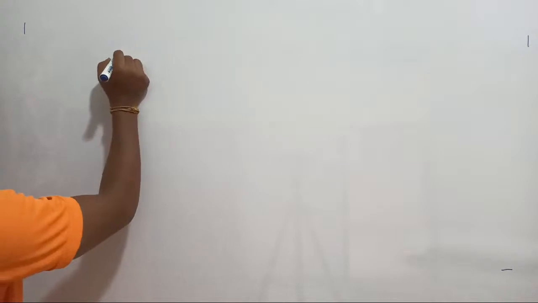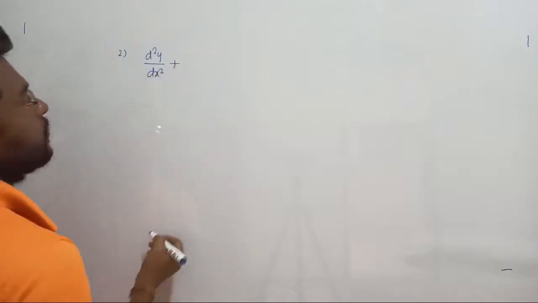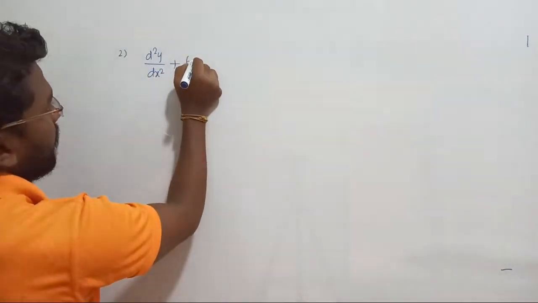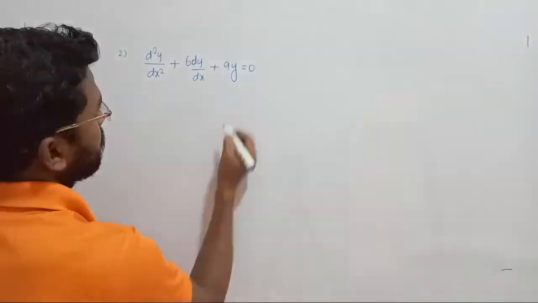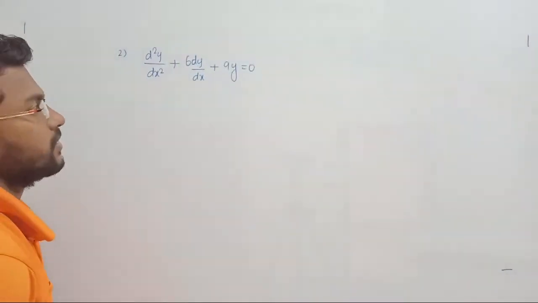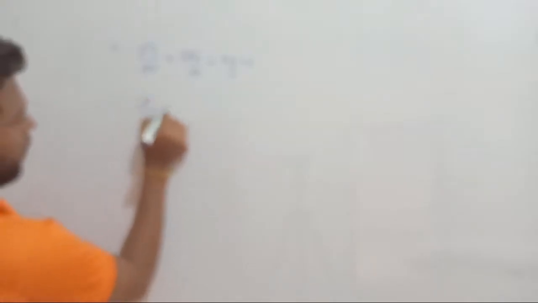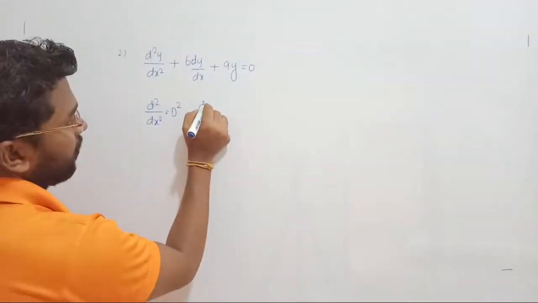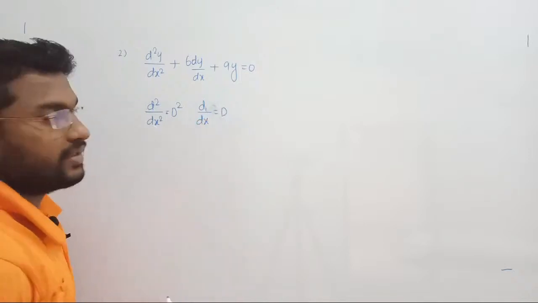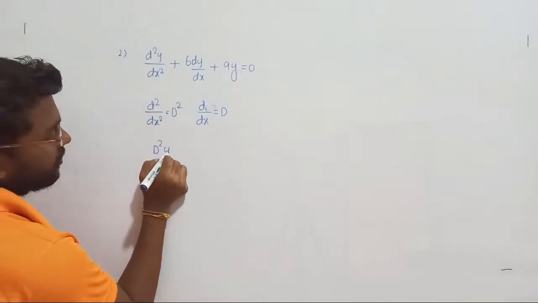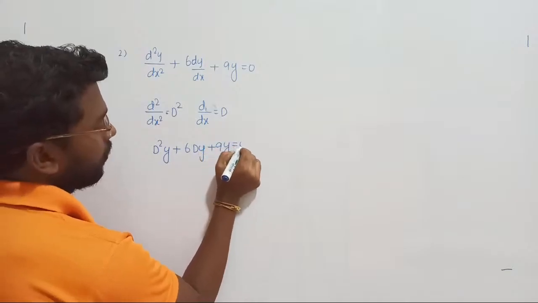Second case. Again, let us consider d square y upon dx square plus 6 into dy upon dx plus 9y equal to 0. Let us see the solution for this function. Once again, d square upon dx square can be replaced by D square, and d upon dx can be replaced by D. Apply it such that it becomes D square y plus 6 times D into y plus 9 into y equal to 0.